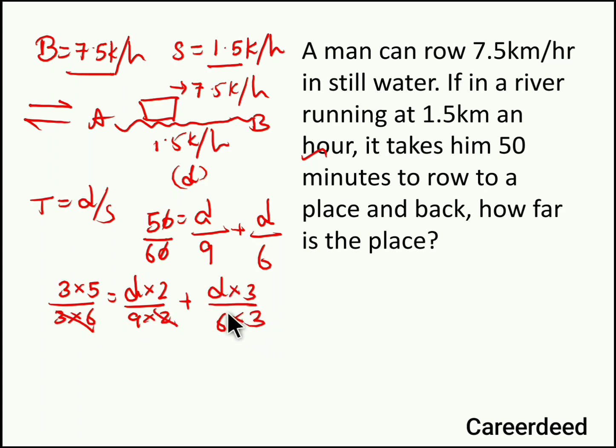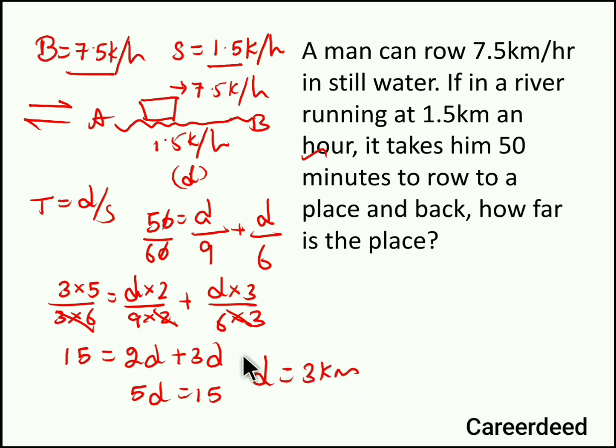So 18, 18, 18 cancel. So 3 into 5, 15, equals 2d plus 3d. 5d equals 15. So distance is nothing but 3 km. So 3 km is the distance between A and B. Hope you understood the concept, right?